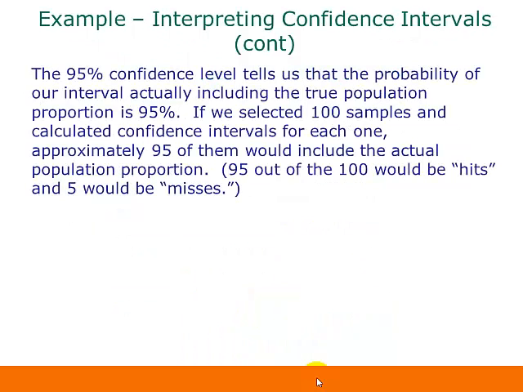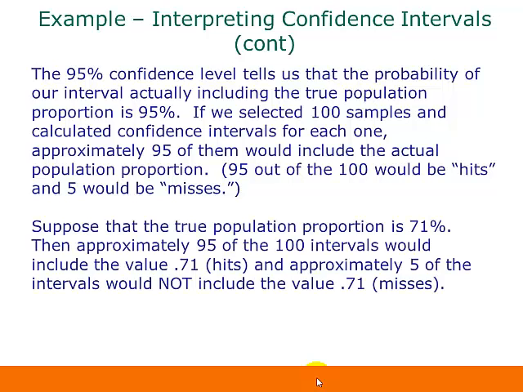Now, to interpret this, the 95% confidence level tells us that the probability of our interval actually including the true population proportion is 95%. So if we selected 100 samples and calculated confidence intervals for each one, approximately 95 of them would include the actual population proportion. The way I like to think about it is that 95 out of the 100 would be hits and 5 would be misses.